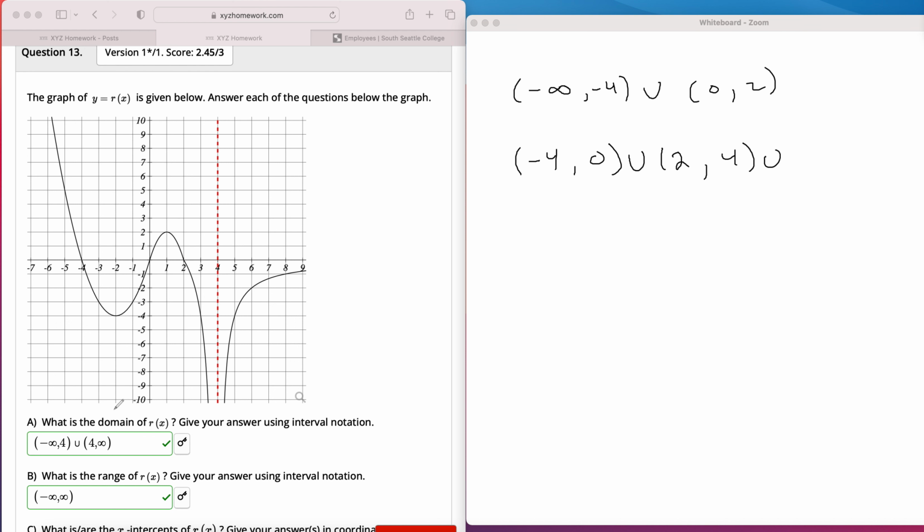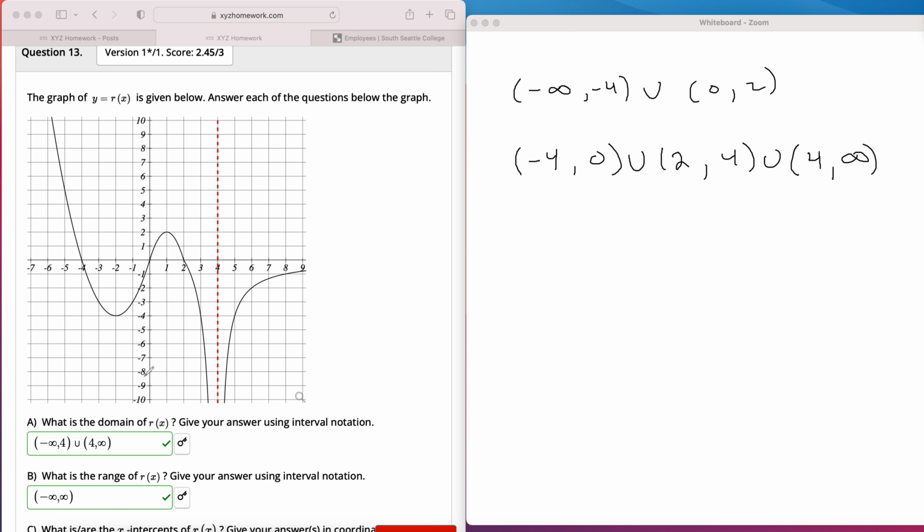And then again, that 4 is doing crazy stuff, but that's cool because there's no bracket on this. We're not including the 4. We're just saying we're getting closer to 4. And then from 4 to infinity. Because indeed, anywhere from 4 to infinity, this function is negative. So I think that asymptote got you.